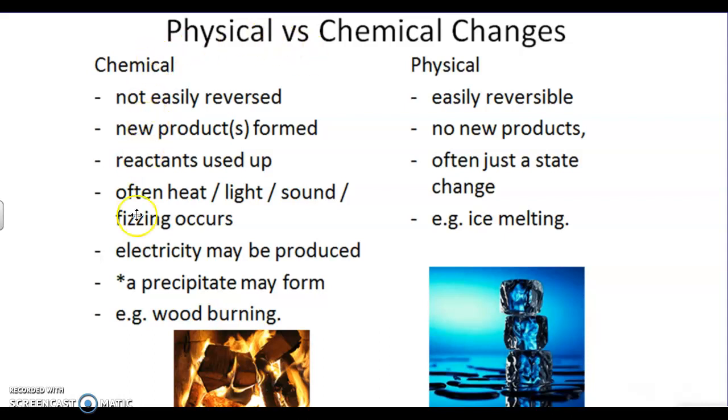Here are some examples and things to remember when we talk about a chemical change. Not easily reversed, new products formed, reactants might be used up, you might not get them back. Often you'll see signs like heat, light, sound, or fizzing, even electricity. And you may have an example such as flammability. Physical changes, on the other hand, are reversible. No new products are formed, we have the same materials we started with. It's often just a change of state, like an ice cube melting from a solid to a liquid.